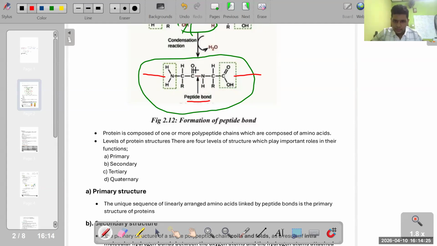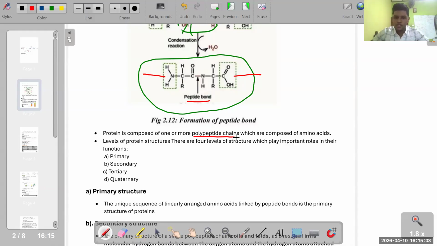Is that clear? Yes. That chain of amino acids is called a polypeptide chain. Can you understand what is meant by a polypeptide chain? A polypeptide chain means a chain of amino acids. Can you understand? They haven't given a number. If there are 20 amino acids, it is a protein.